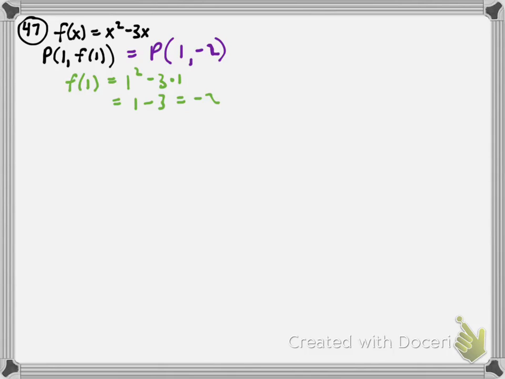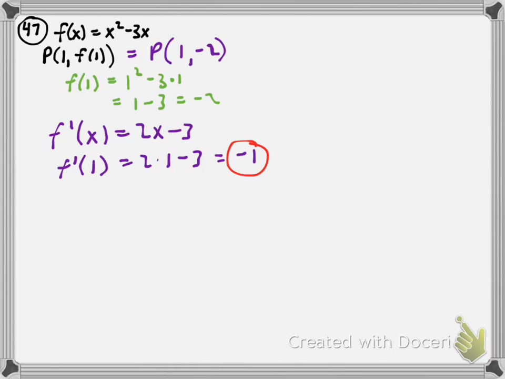And we're supposed to find the slope of the curve at P. So the slope at that point would be the derivative when x is equal to 1. So f prime of x is equal to 2x minus 3. F prime at 1 is 2 times 1 minus 3, so 2 minus 3 is negative 1. So we have the slope of the curve at that point. That's part A.